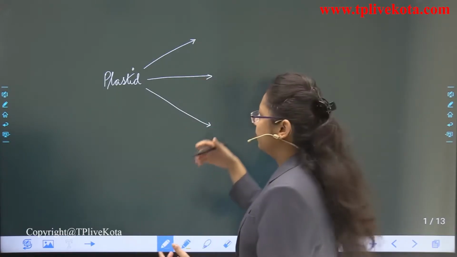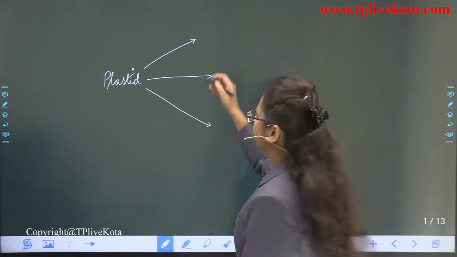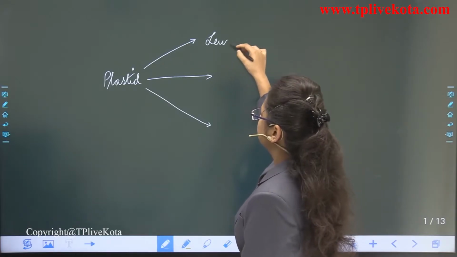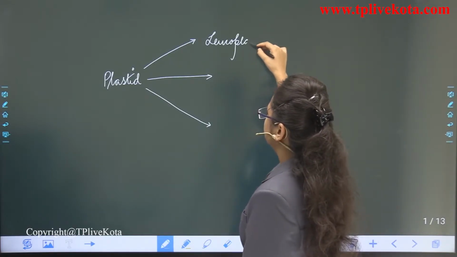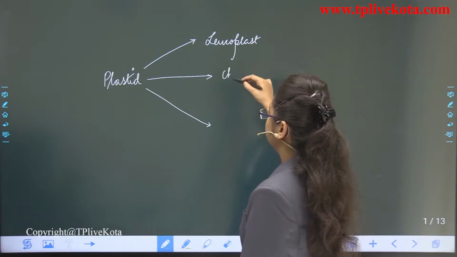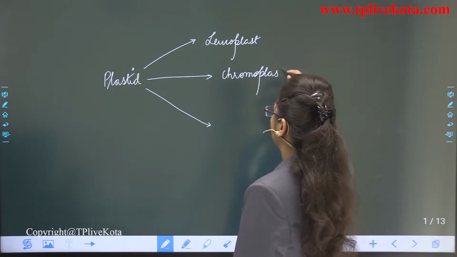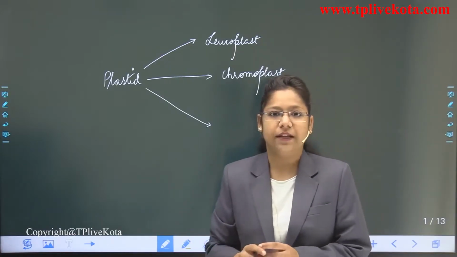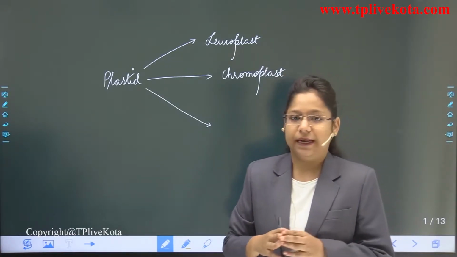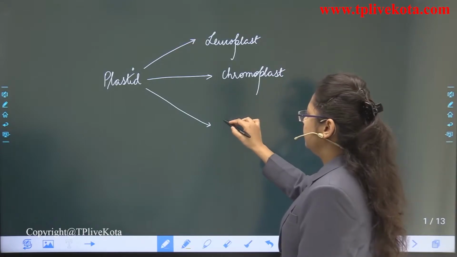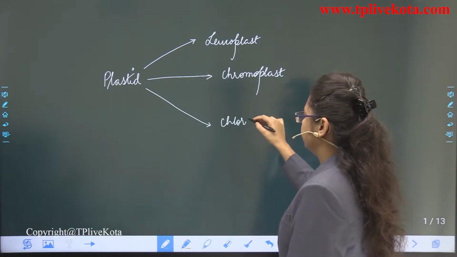So the first plastid type we studied is leucoplast, then chromoplast. It is just a small quick revision for you all so that you can remember it well. Okay, and the last one is chloroplast.